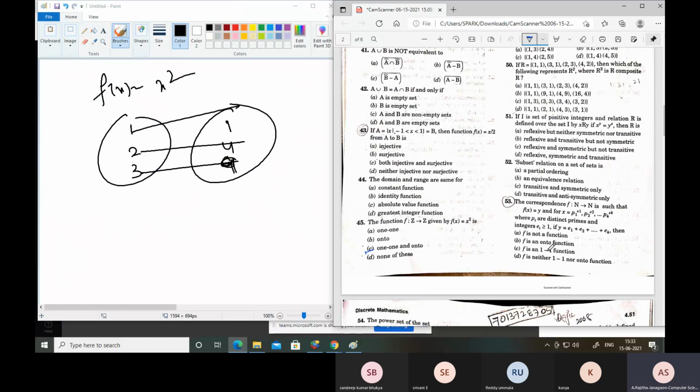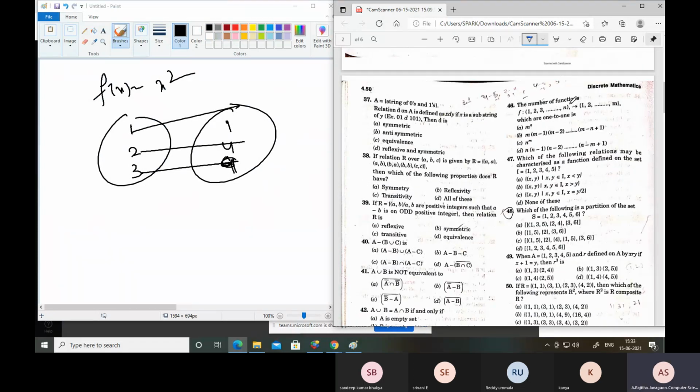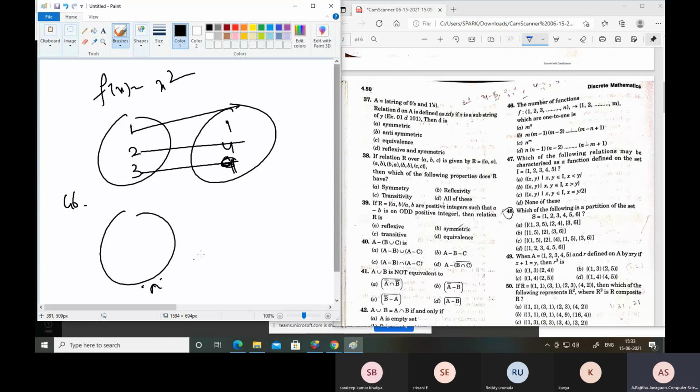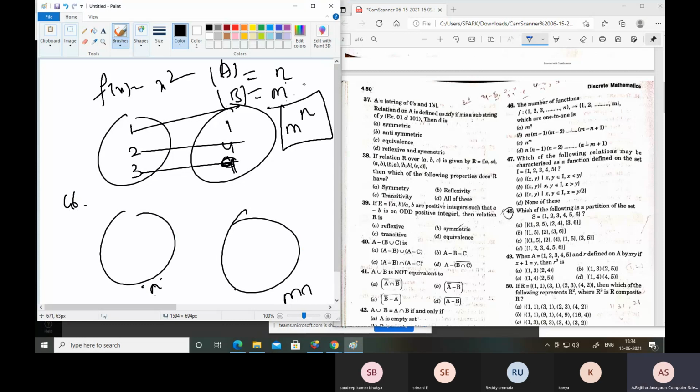So like that you can check one by one. So the number of functions, question 46. The number of functions from 1, 2, 3 up to n. Suppose here A contains n number of elements and B contains m number of elements. Then how many 1 to 1 functions? Only 1 to 1 functions are there. We already discussed this. Here A equal to n and B equal to m. So it contains m to the power of n functions.